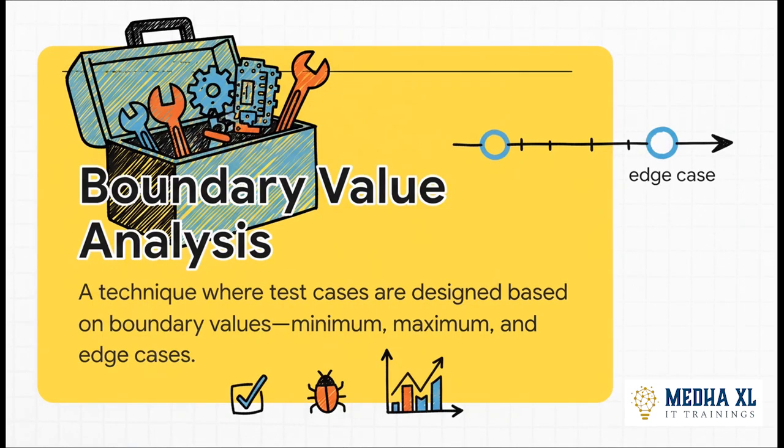The first really smart technique is called boundary value analysis, and the logic here is simple. Errors don't usually happen somewhere in the middle of a range. They happen right on the edges. A developer might have accidentally typed less than 18 when they really meant less than or equal to 17. It's these tiny off-by-1 errors that cause problems. So instead of testing everything, you just intelligently test the boundaries.